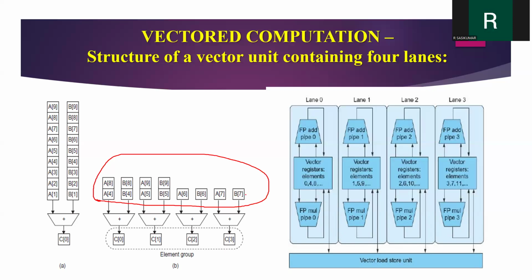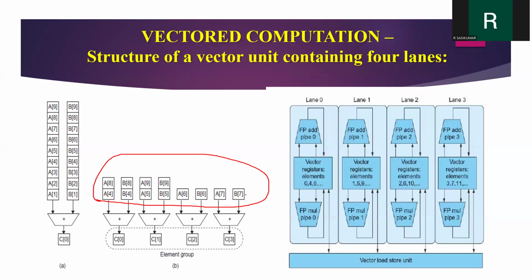The vector lane is used to perform different tasks simultaneously. Every task is independent, the speed is improved, and the throughput is also high. Throughput is the total amount of work done in a specified time.